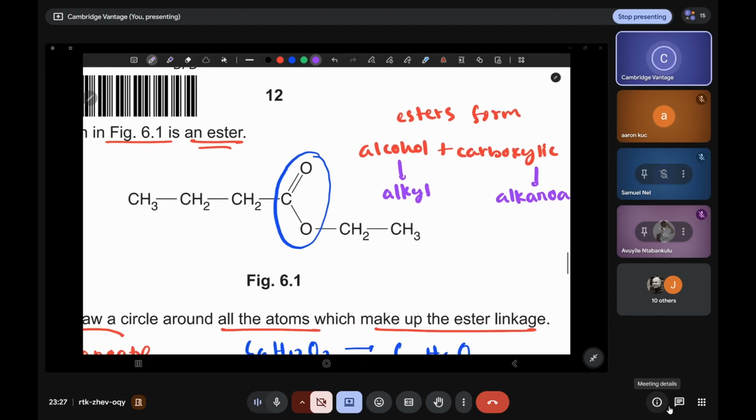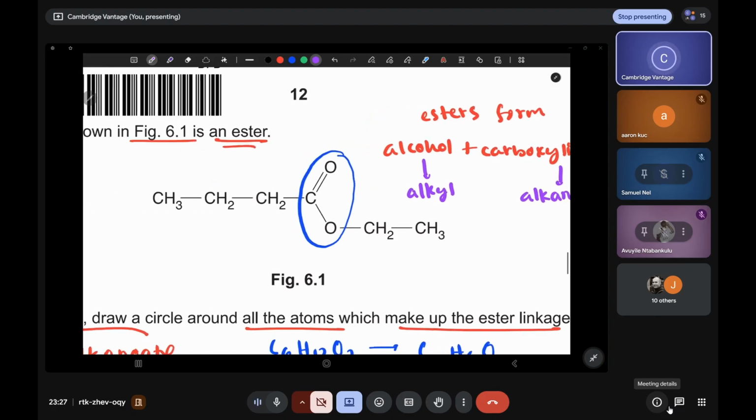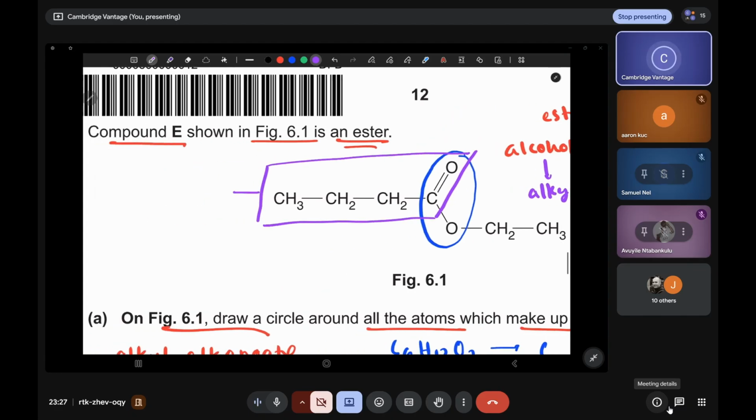So let's say over here, how will I know which part represents carboxylic acid, which part represents the alcohol? You will look for the carbon-oxygen double bond. Whichever side contains the carbon-oxygen double bond, isolate that. That is your carboxylic acid, or that's the part from your carboxylic acid. So over here, how many carbons do we have? 1, 2, 3, 4. So when we have 4 carbon atoms, our carboxylic acid is called butanoic acid.